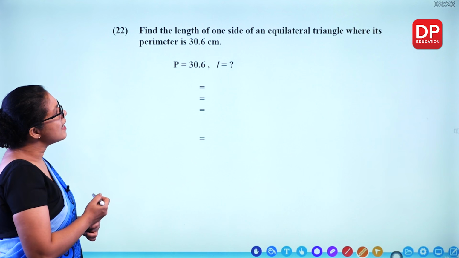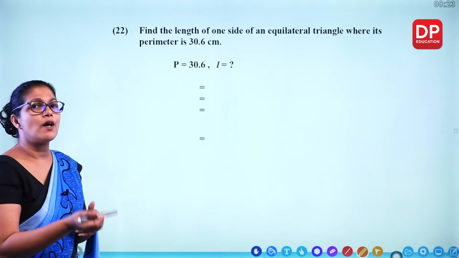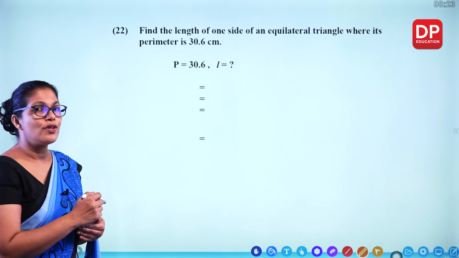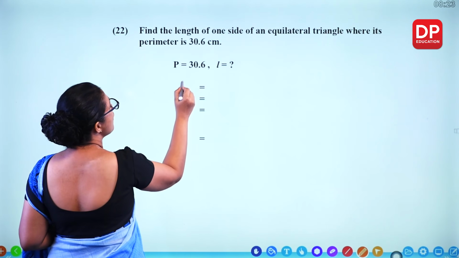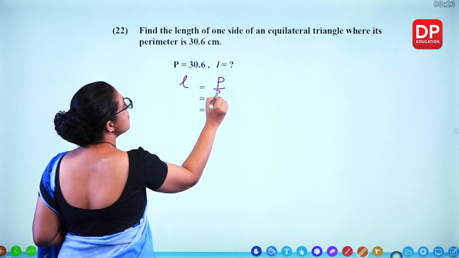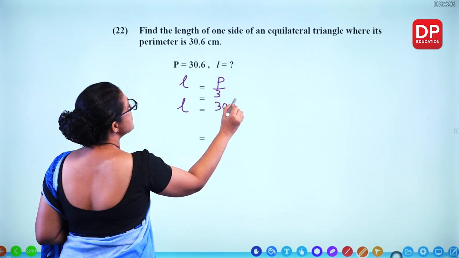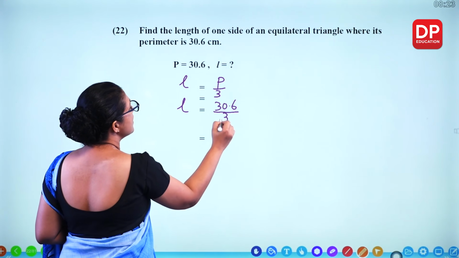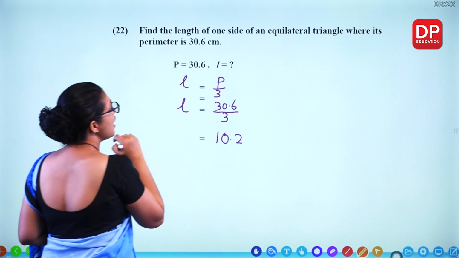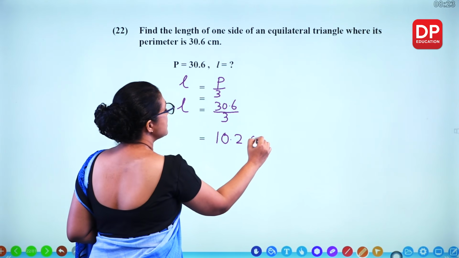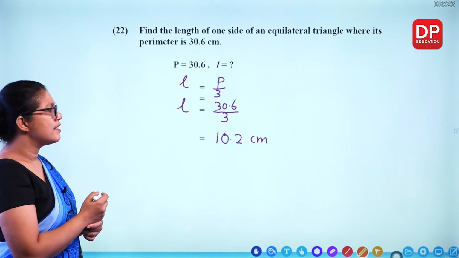Find the length of one side of an equilateral triangle where its perimeter is 30.6. Now it's the other way around. So what do you have to do? You have to divide by 3. P is given, so how do you find L? P divided by 3. So substitute 30.6 divided by 3. That's 10.2. So 10.2 centimeters is the length of one side of an equilateral triangle.